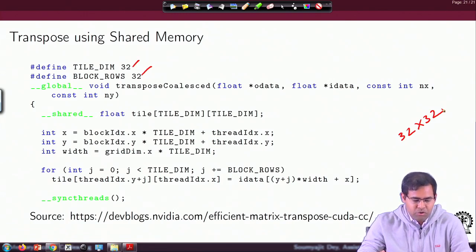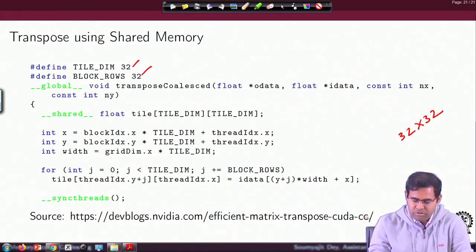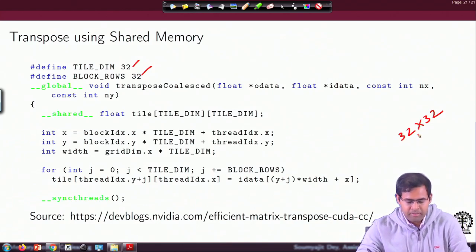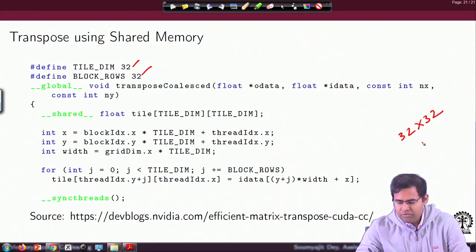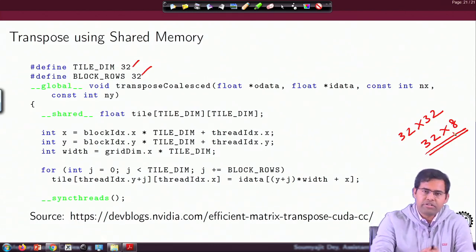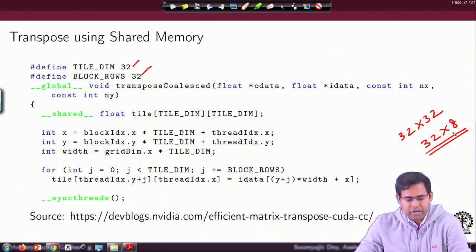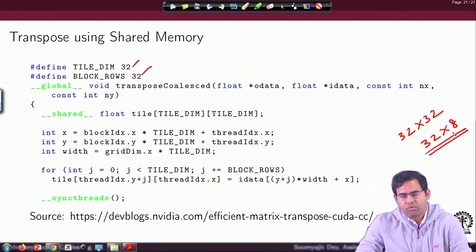But if you look at other similar examples for this same problem, for example in the source that has been provided, you will see that they consider the thread blocks to be of size 32 cross 8. There is a reason for that, and there is also a reason why here we are considering both as 32; we will come to that. Here I just want to make clear that there is a difference between the examples done in the references and the way we have done it in our example.